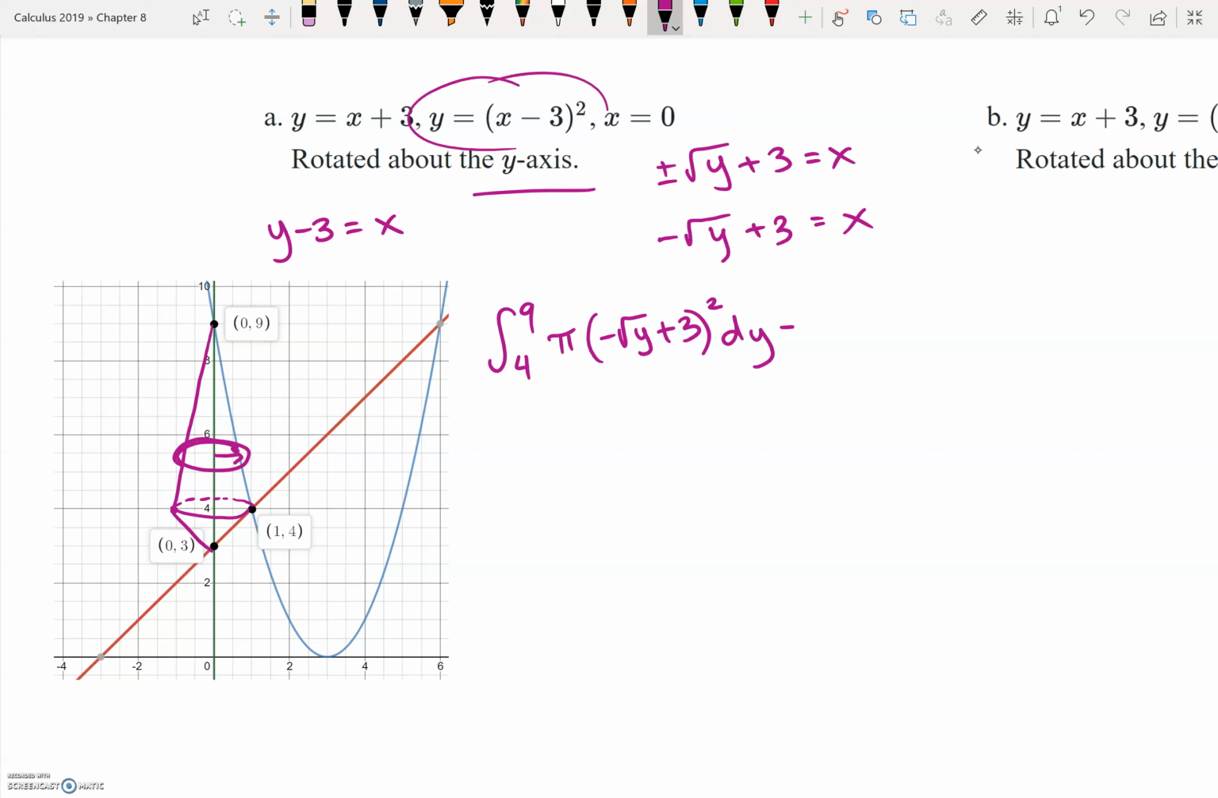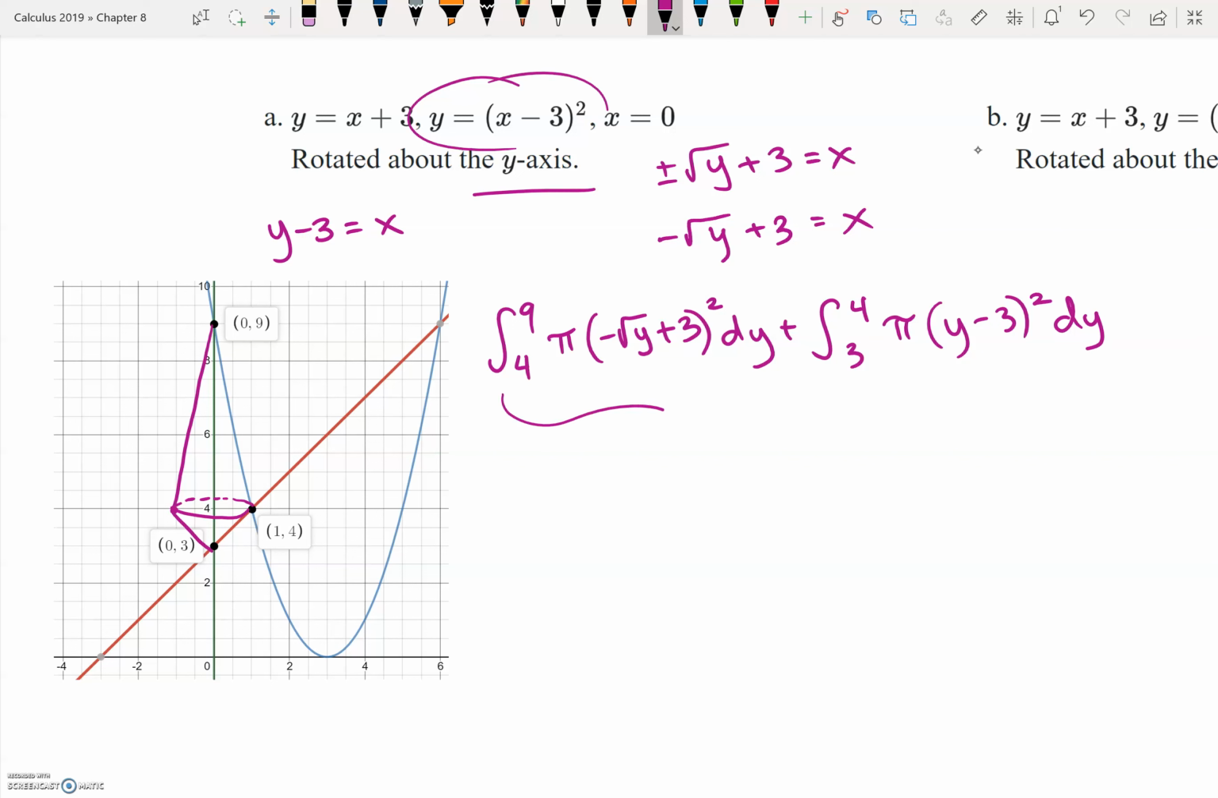And then we're going to add that to this cylinder below, because we're going to have to take two integrals, the first one being this one and the second one being this one. The second integral is going to be our red function, y minus 3. So our second integral is now going to go from 3 to 4 of pi, and our radius this time is going to be y minus 3, squared, dy.